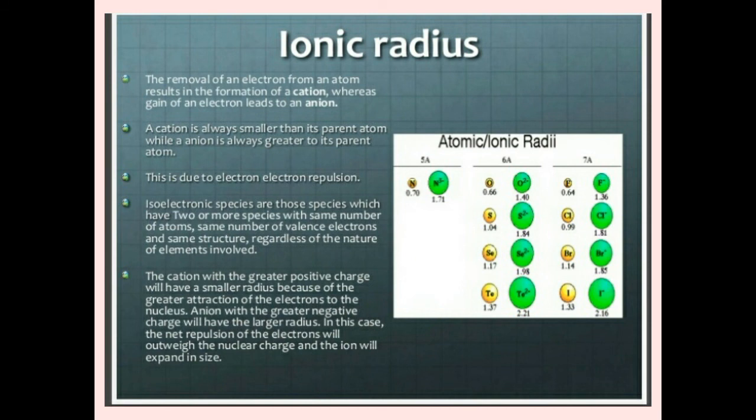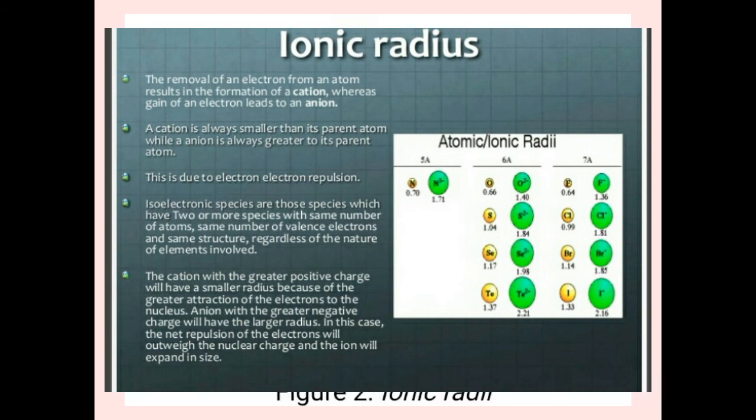And when we move from top to bottom, that is down the group, the number of shells will increase. That is why the radius will also increase. Like in hydrogen the number of shells is 1, in lithium it is 2, in sodium it is 3. Because the number of shells is increasing, the size also increases. So what is the trend for the radius? Along a period it always decreases, and down the group it always increases.